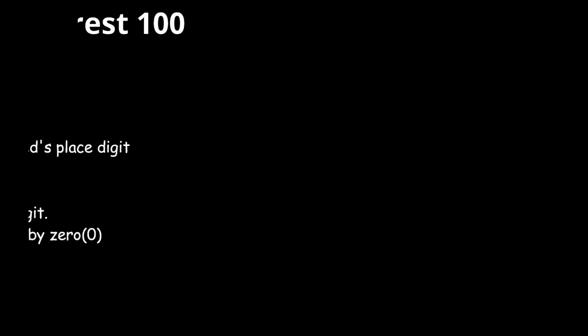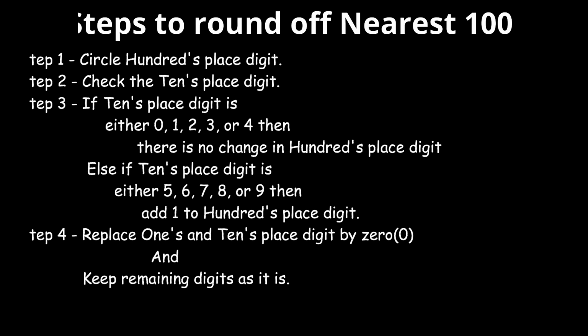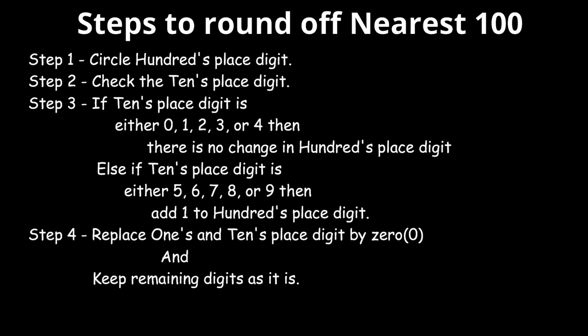Steps to round off to nearest 100. Step 1. Circle 100 place digit. Step 2. Check the tens place digit. Step 3. If tens place digit is either 0, 1, 2, 3 or 4, then there is no change in 100 place digit. Else if tens place digit is either 5, 6, 7, 8 or 9, then we need to add 1 to 100 place digit. Next, we need to replace ones and tens place digit by 0, and we need to keep remaining digits as it is. Let's round off some numbers to nearest 100.